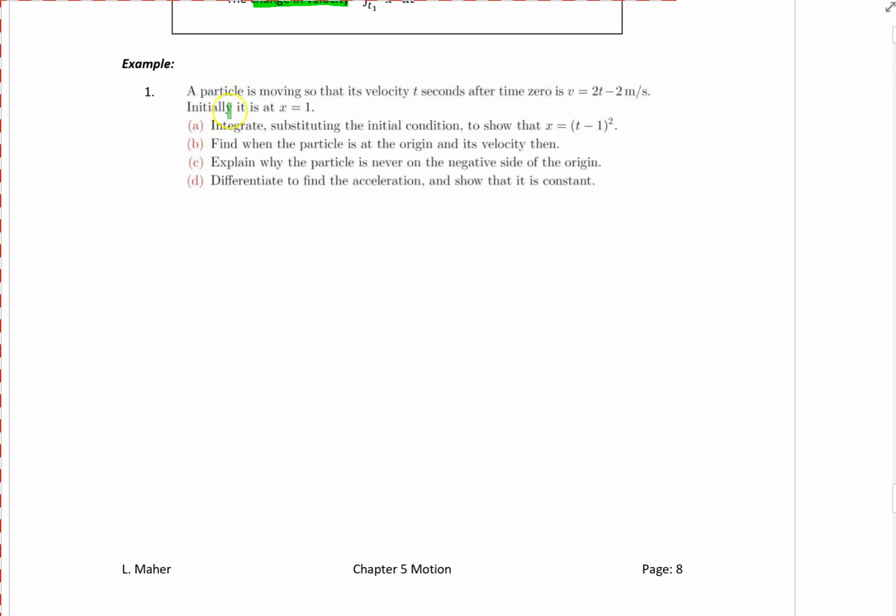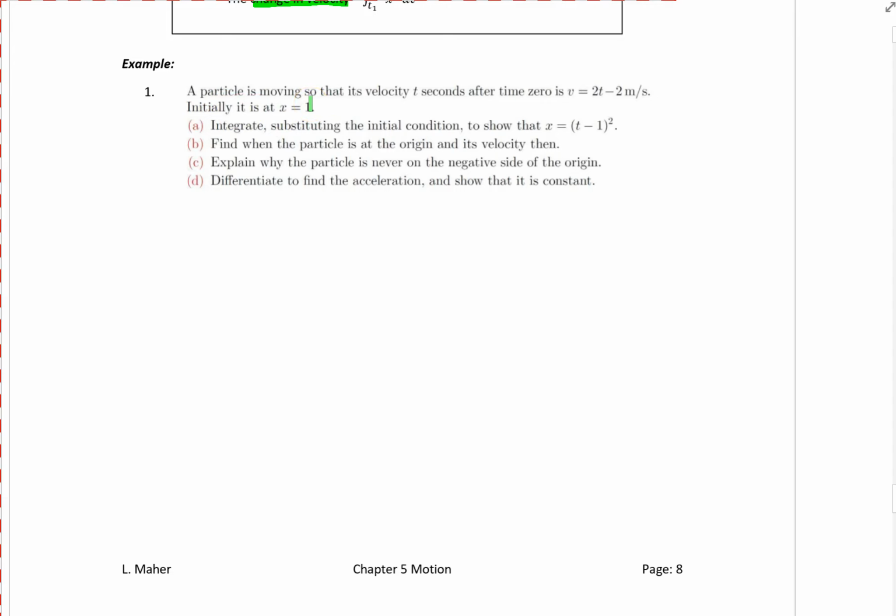Now remember, initially is a word that you really must be able to write down something mathematical as a result of reading that word, and we know that that is when t is equal to naught. Now that's the information contained within that word. So when t is equal to naught, we're talking about the particle, it is at x is equal to 1. Well, that's great. We know that when t is equal to naught, displacement is 1.